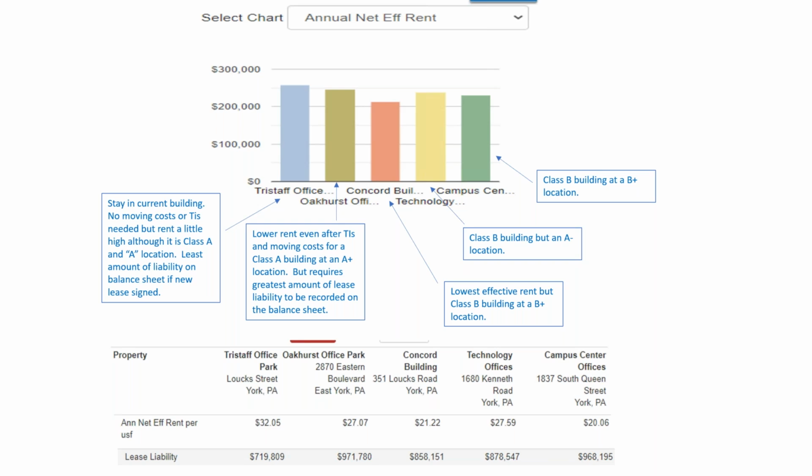So Tri-Staff, you see I've noted, that's when we stay in the existing building. So there's no moving costs or TIs. But the rent's a little high. If you showed this to the existing owner, you might say, look, I'm willing to stay in your existing space, but you've got to make it competitive with what I can do moving other places. And you maybe wouldn't tell the owner this, but you care that it's the least amount of liability that can be on the balance sheet. So that's something that you might be looking at, or helping your tenant if you're working on the tenant side.